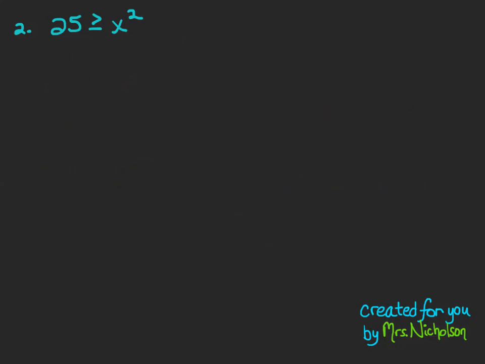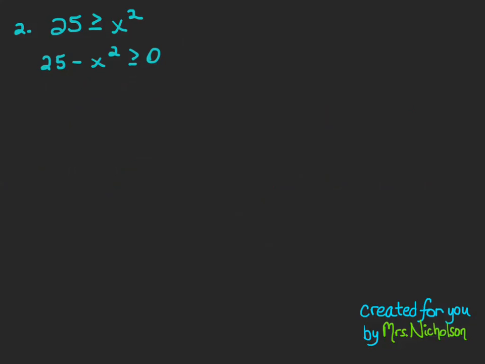So first thing I need to do here is get one side equal to 0. So I'm going to do that by subtracting the x squared. So I get 25 minus x squared greater than or equal to 0. My next step is to factor.